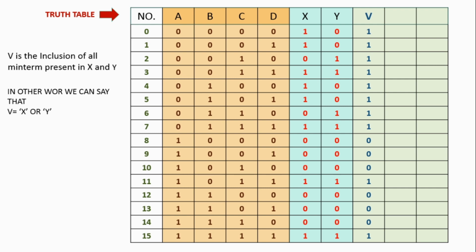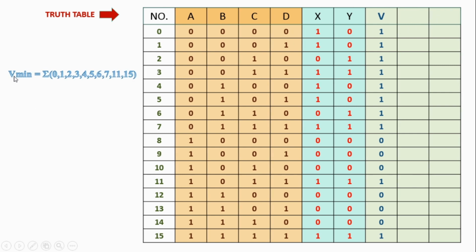Now come to the other two intermediates, because in the question it is asked, if we have this expression or this table of outputs, then what is the value or expression of the maps of U and W. So first, what is V? V is 1 at 0, 1, 2, 3, 4, 5, 6, 7, 11 and 15.